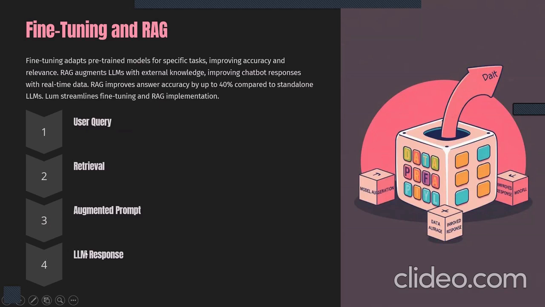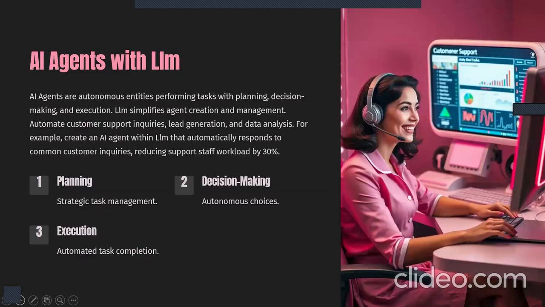The next part of using the LLM models is through AI agents. AI agents are self-operating AI models that complete complex tasks autonomously. Use cases are like AI customer support bots, AI trading bots, or automated research assistants.